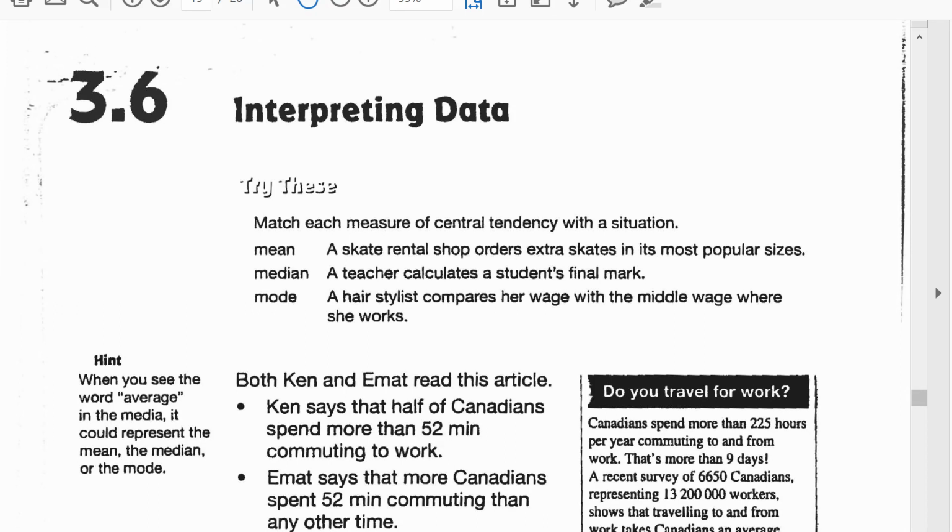Okay, so match each measure of central tendency with the situation. Mean, median, and mode. So we have a skate rental shop orders extra skates in the most popular sizes. Well, that would be something like a mode. A teacher calculates a student's final mark. That would be a mean. And a hairstylist compares her wage with the middle wage where she works. That's the median.